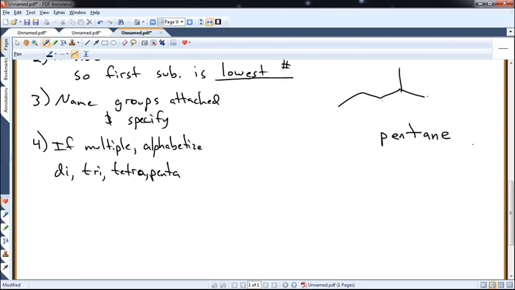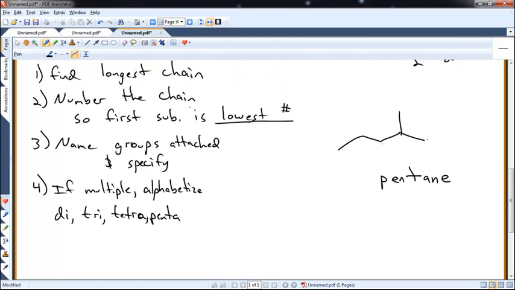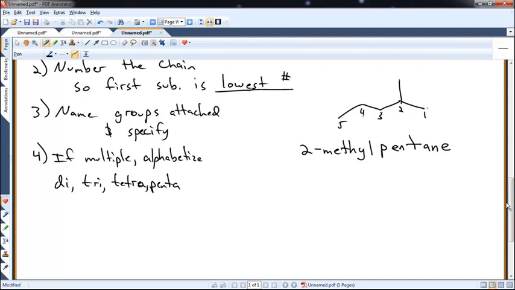But this is not just regular pentane, this is a special type of pentane. Specifically, it's the pentane that has this extra methyl group on. So we go on to step number 2, number the chain so the first substituent is at the lowest number. If I count from left to right, 1, 2, 3, 4, 5, it puts a substituent at position 4. However, if I count right to left, it puts a substituent at position 2. That's a lower number than 4, and so the correct name and location would be 2-methyl. Name the groups attached and specify. At the 2 position, we have a methyl, and so our final name is 2-methylpentane.